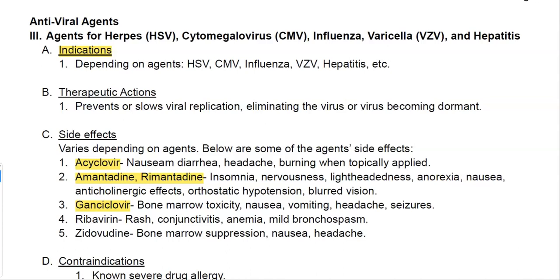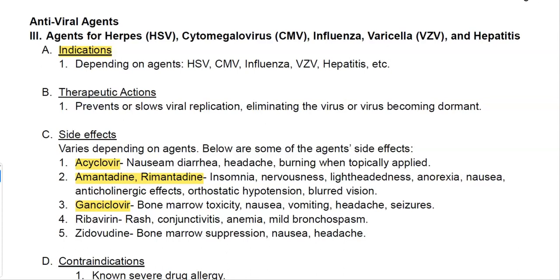Now, therapeutic action. Generally speaking, these medications are given to slow down or prevent the replication or multiplication of the virus. So when we slow it down enough, when the number is low, we weaken it enough, it can allow the patient's body to eliminate the virus or at least make it weak enough so it stays dormant, and it prevents the patients from having some signs and symptoms of the illness.